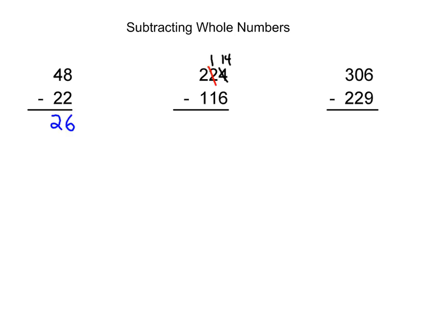Now we try the subtraction again. 14 subtract 6 is 8. Then in the tens column, 1 subtract 1 is 0. And then in the hundreds column, 2 subtract 1 is 1. So this says that 224 minus 116 equals 108.